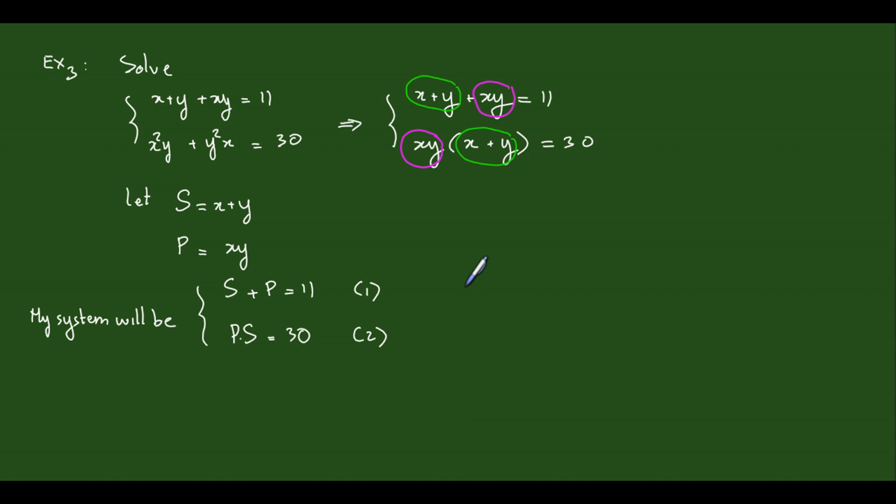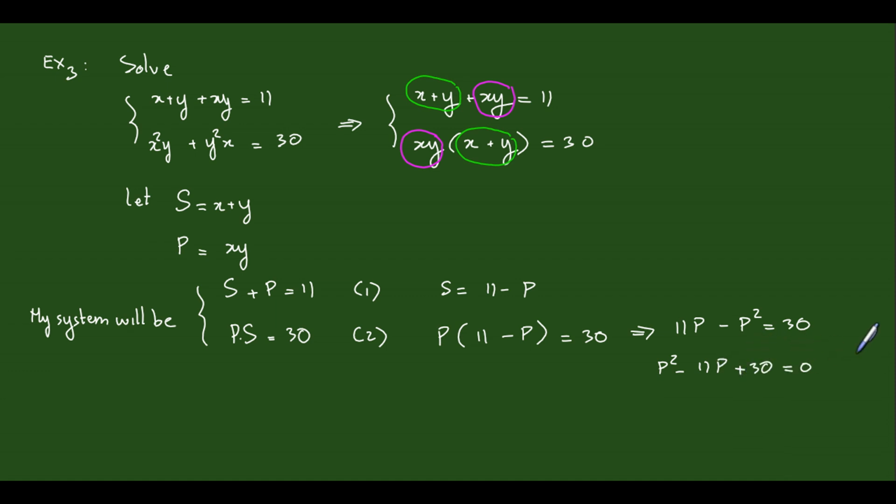From the first equation, I can get s equal to 11 minus p, right? Then in my second equation, I'm going to substitute s. My second equation becomes p times (11 minus p) equals 30, right? So I multiply it in and I have 11p minus p squared equals 30. Then I'm going to reorder them, so I have p squared minus 11p plus 30 equals 0, right?